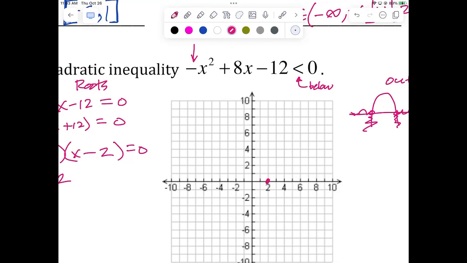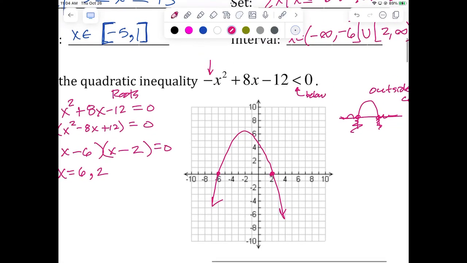Here's positive 2. Here's -6. It opens down so it goes up and it comes back down. You don't really need to be super accurate. You just need to know the x-intercepts, okay? Now I want to know where it's less than 0. That's all this right here. So it's going to be strictly to the left of -6 because it's the strict less than, and strictly to the right of 2.